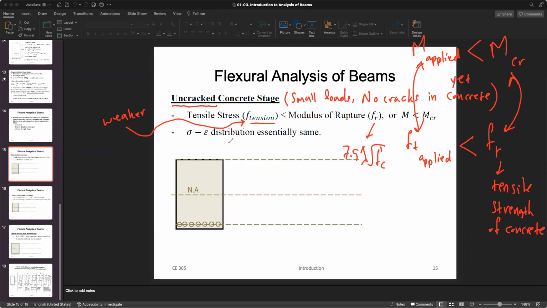So the stress-strain distribution essentially is the same. So let's just look at this distribution. All right. First, I'm talking about the strain. So let me draw a black line here.